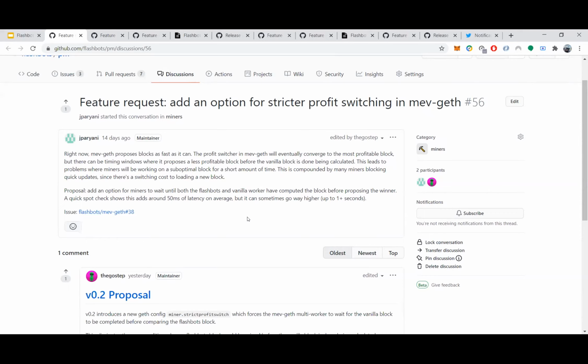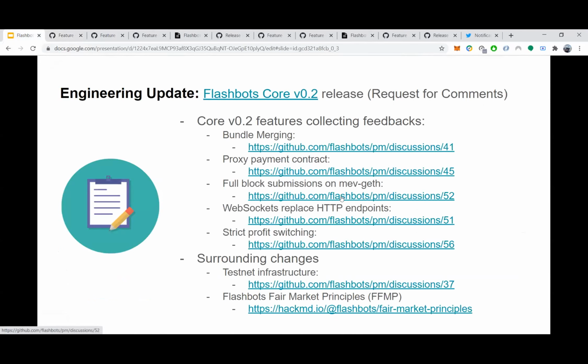So this just adds a config parameter to MEV Geth that allows miners to specify they only ever want to mine on Flashbots if they've already seen a valid vanilla block for this chain height. So it simply provides stronger profit switching guarantees for the miners. It's an optional configuration, which is up to the mining pools to manage how they deploy it, and it shouldn't have an impact on the searchers. So I think that's it.